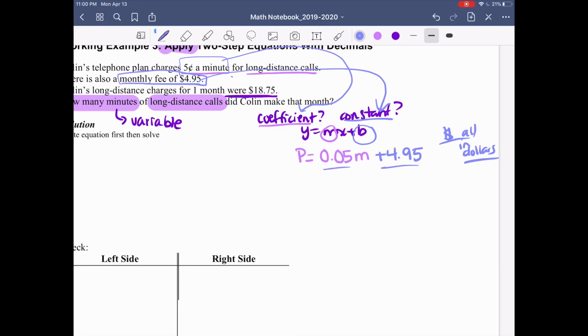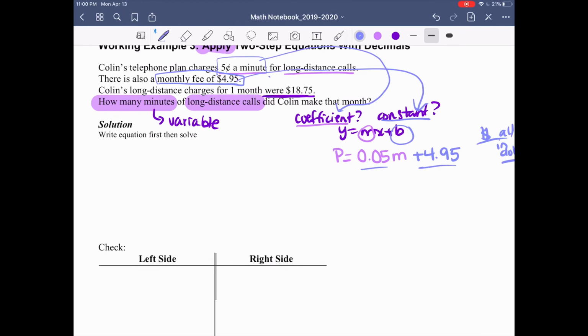Now we have our equation we can actually solve, because how much he pays we know was $18.75. So $18.75 is equal to 0.05 per minute plus the $4.95 standard fee he has to pay. Now we have our equation. We can use SAMDEB to solve for our missing variable. It's flipped this time: the variable's on the right and the answer's on the left. It doesn't matter. We have a left side and a right side, and we can still solve. So we're going to solve using SAMDEB, or in other words, opposite operations.